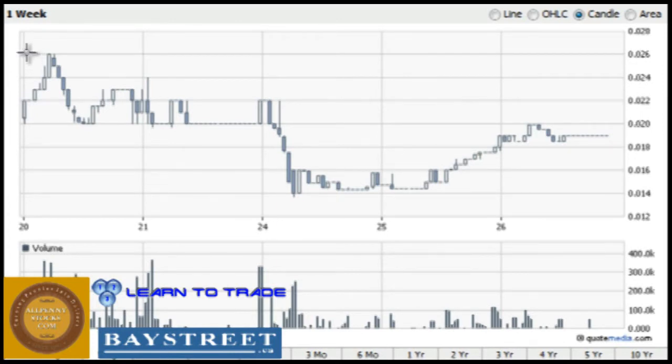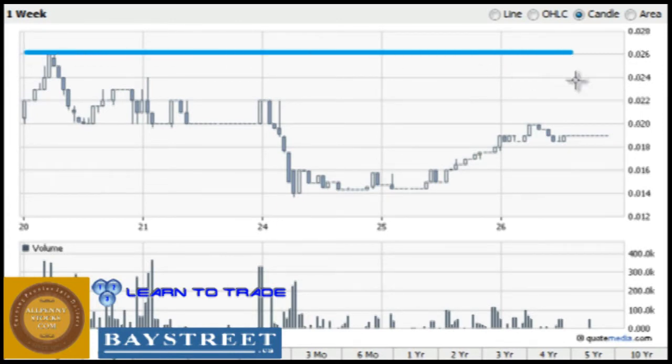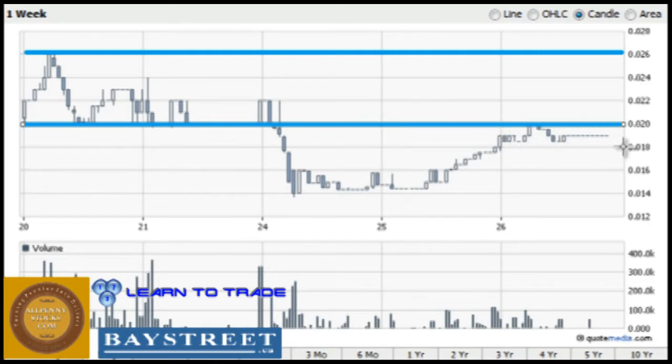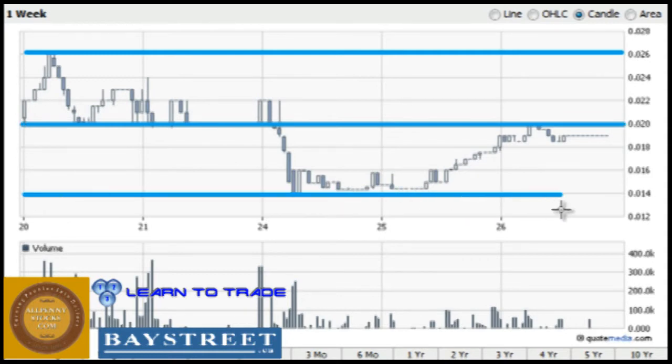There are three areas I'd like to talk about. The first one is an area of resistance, and that's occurring at the 2.6 cent area. We have an area of prior support, which is now also resistance, and that's at the 2 cent area. And we also have an area of strong support that is occurring right around the 1.4 cent area. Now let's go over the price action that we see on the intraday chart.